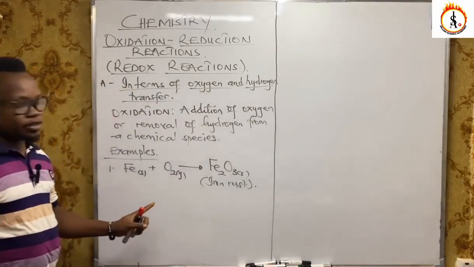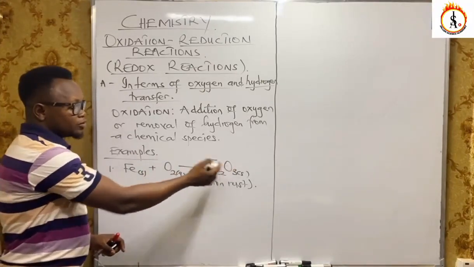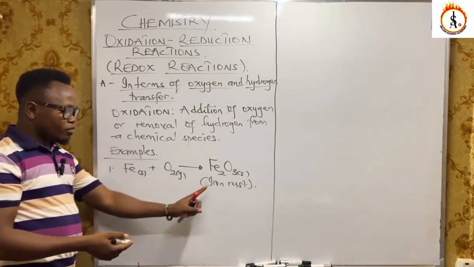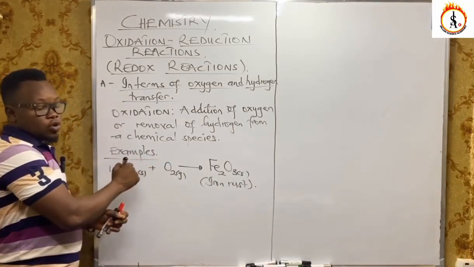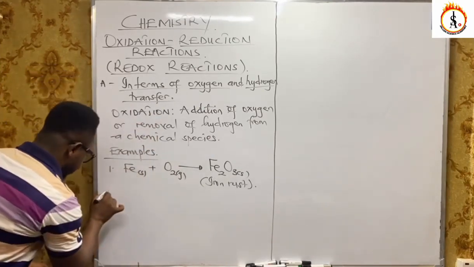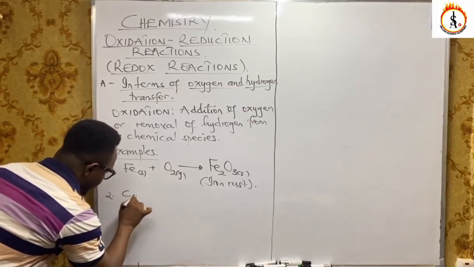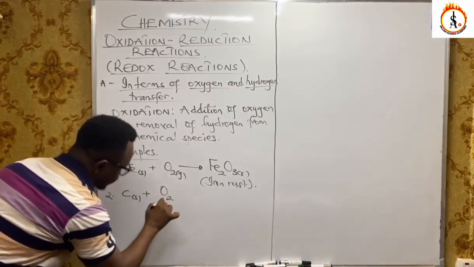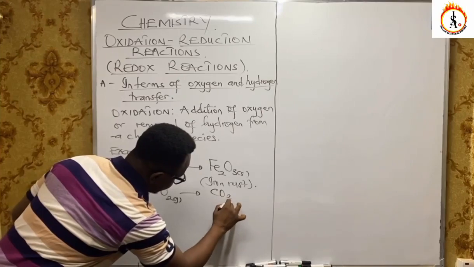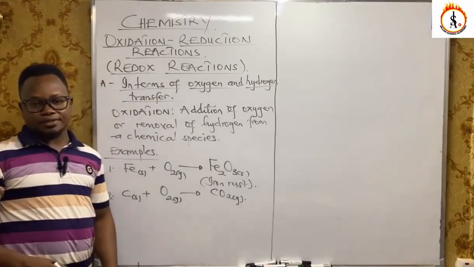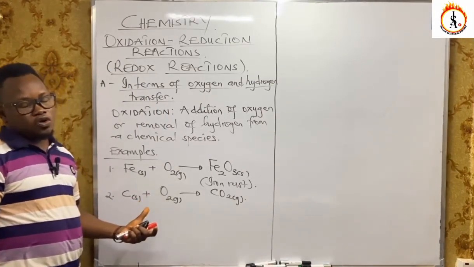So in this case, oxygen is added to iron to give us iron trioxide. So the addition of oxygen is known as oxidation. Or let's look at another example here. We can also look at the burning of carbon in the presence of oxygen gas. When this burns, it is going to produce carbon dioxide. So this is also an example of the addition of oxygen.